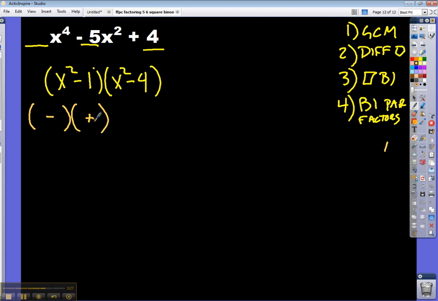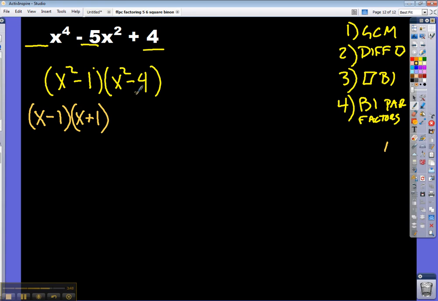So what do we know about the first term for both of the binomials? It's x, because x times x is x squared. 1 is a perfect square. What times what is 1? 1. Okay, so we factored that difference of squares beautifully.